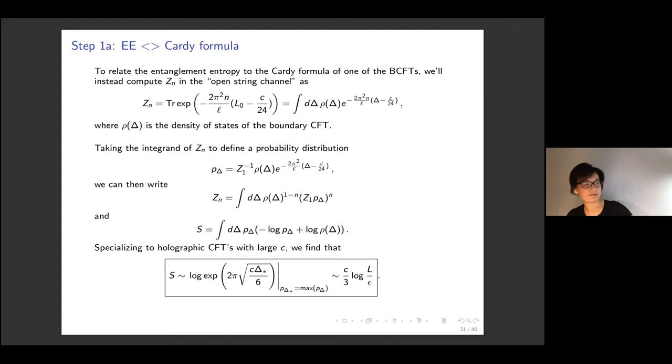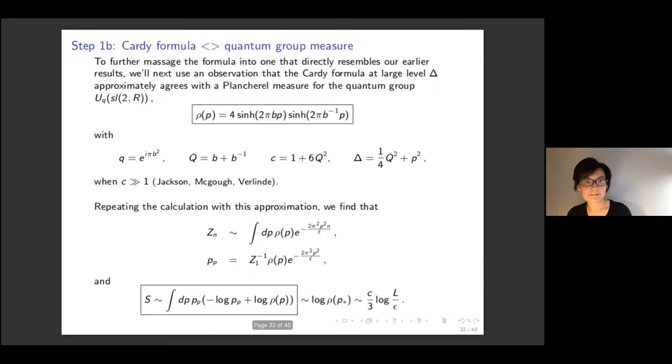So to summarize, the entanglement entropy across an interval in the ground state of a 2D CFT can be rewritten in terms of the Cardy formula for any CFT, and in particular the Cardy formula evaluated at a certain L over epsilon dependent level in a holographic CFT. And now we want to further massage this formula into one that will directly resemble the earlier results, so that we can use the machinery of this analogy.